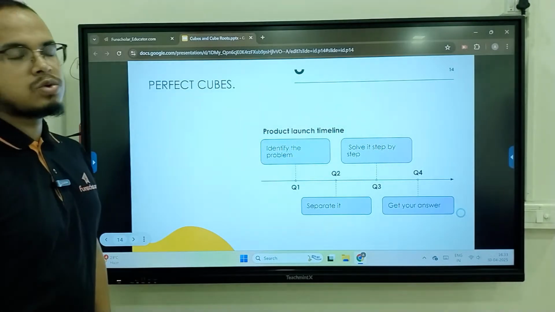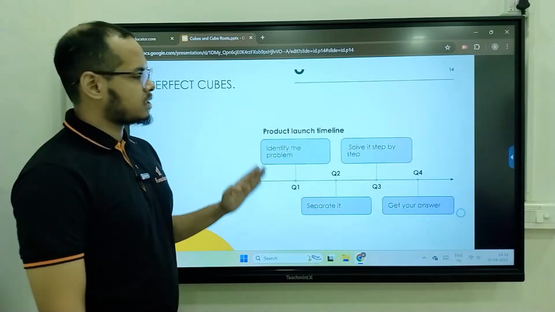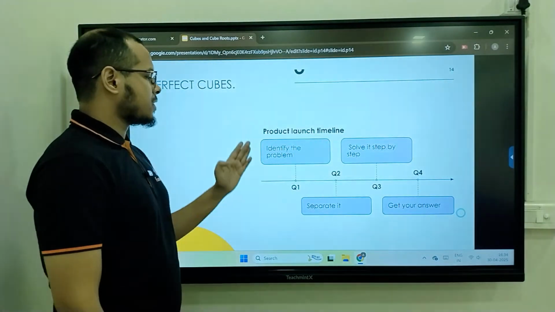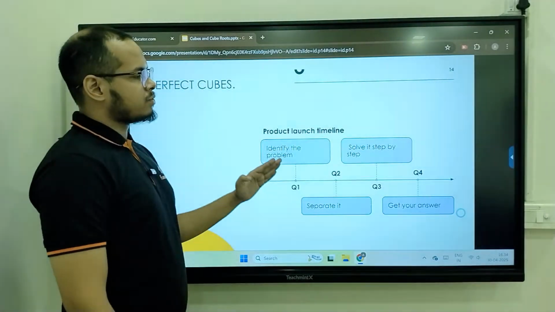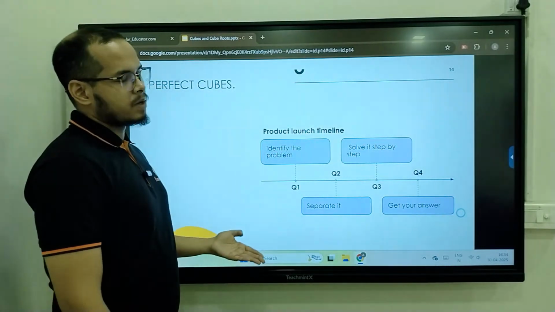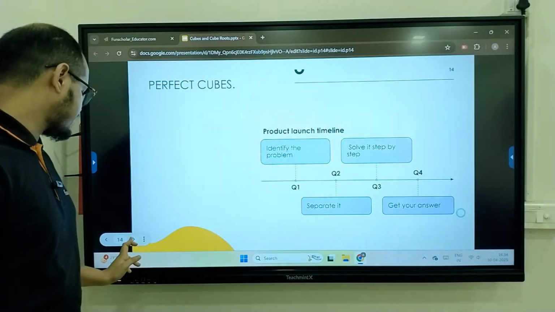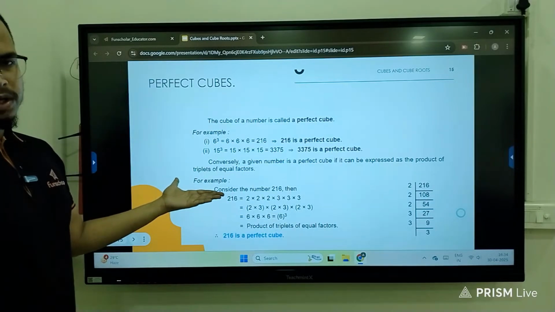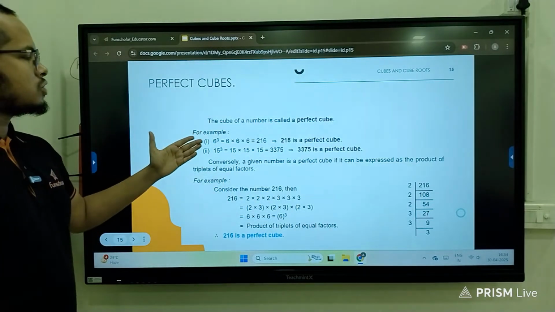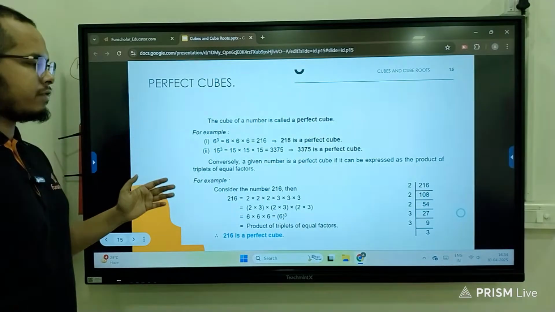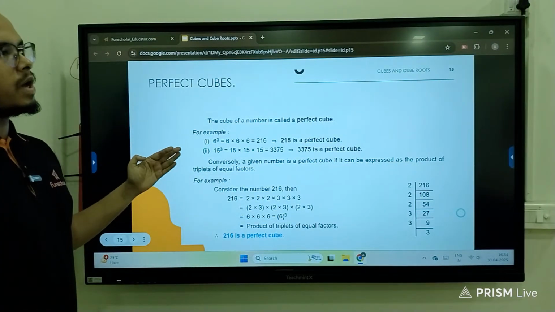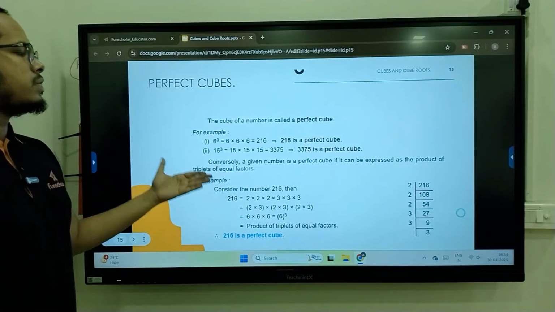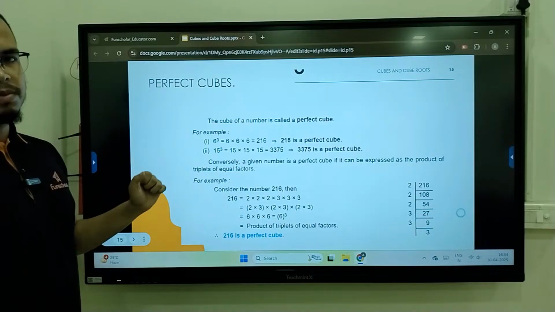Now, how to solve every step of the sums, not only in this chapter but in every problem in mathematics: first we have to identify the problem, then separate it, then solve it step by step, and thus we get our answer. We have already figured out what perfect cubes are from the last videos. If by the prime factorization method we get groups of the same values, we can tell that the number is a perfect cube.